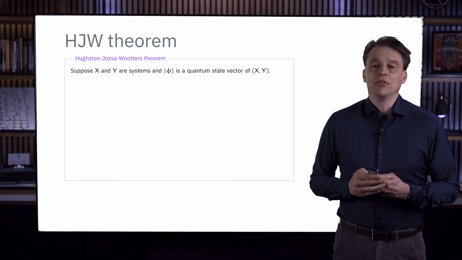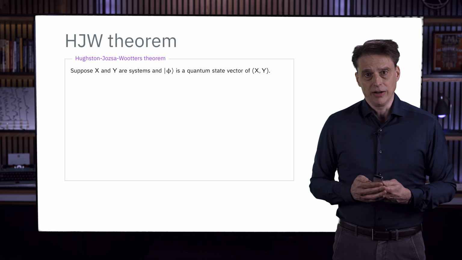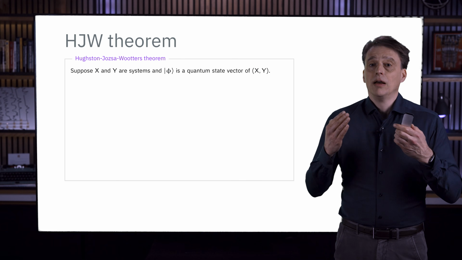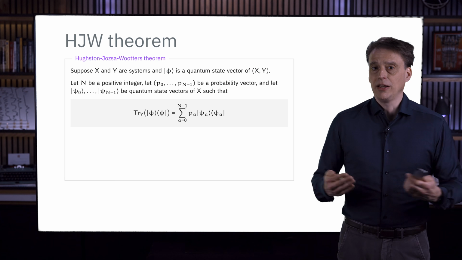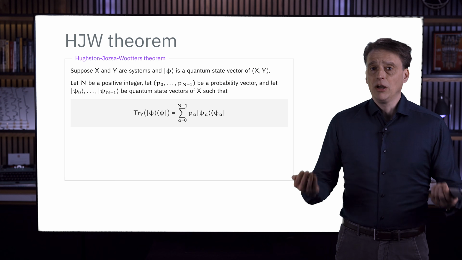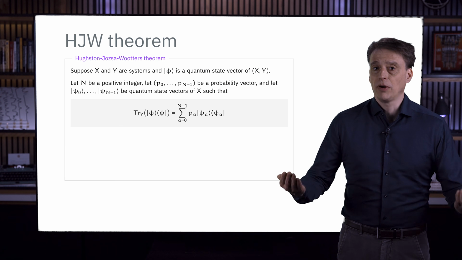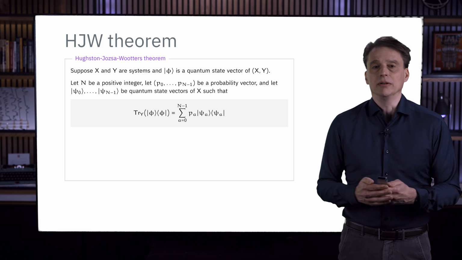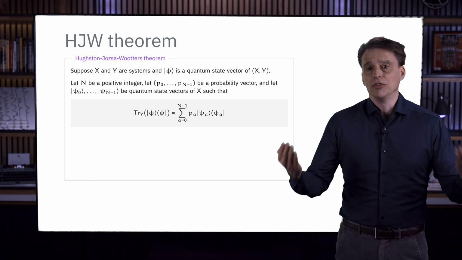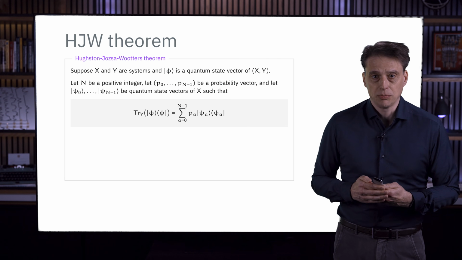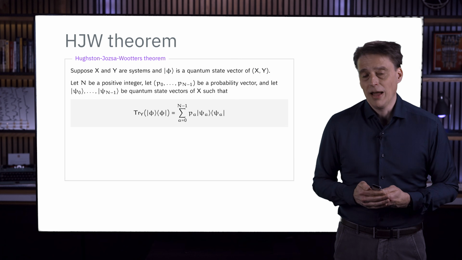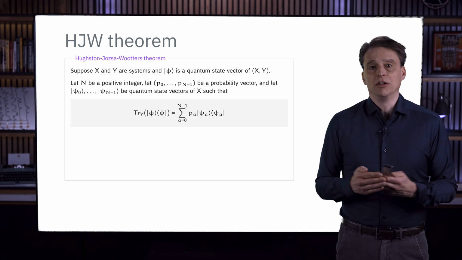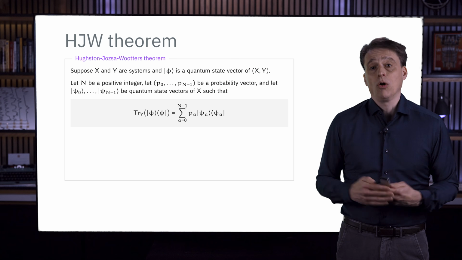Suppose that X and Y are systems, and phi is any quantum state vector representing a pure state of the pair XY. And now suppose that we think about the reduced state of the system X alone, and we come up with any way that we choose to express this reduced state as a convex combination of pure states, as is shown on the screen. So, for instance, the number capital N in this expression, which is the number of pure states we're averaging over, could be arbitrarily large, possibly much larger than the dimension of the space corresponding to X, or to Y for that matter.